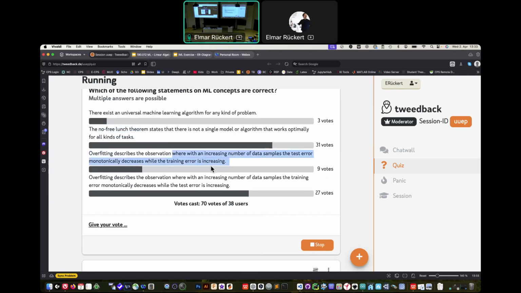So this is wrong, because with an increasing number of training samples, the training error decreases, which is correctly stated here in the last answer. So the last answer is correct. The second and the last answers are correct.